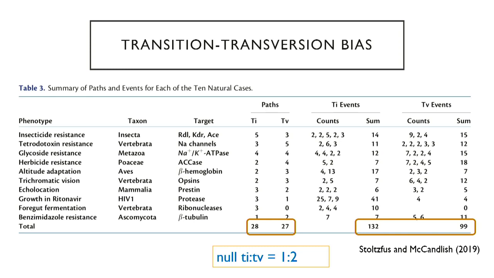And if you add up whether by paths or by events, we see a strong significant excess relative to the null expectation of 1 to 2. And so that's evidence that ordinary biases in ordinary types of mutation influence what happens in adaptation.